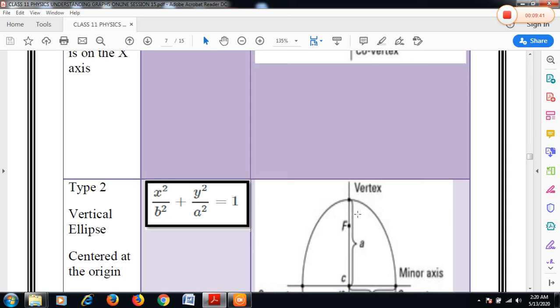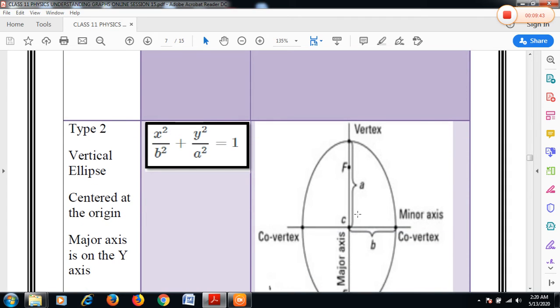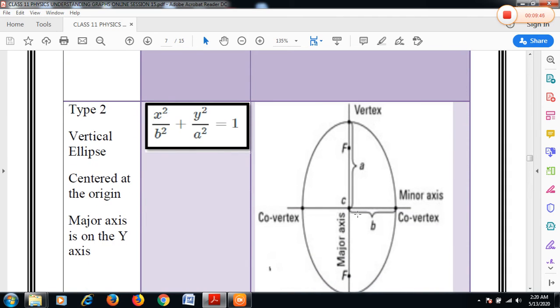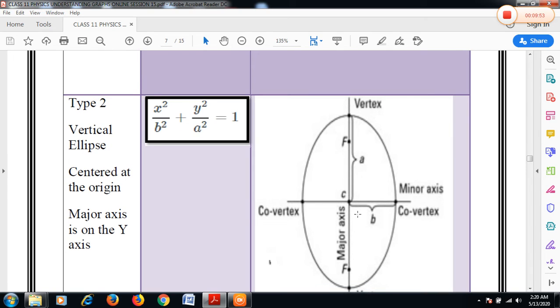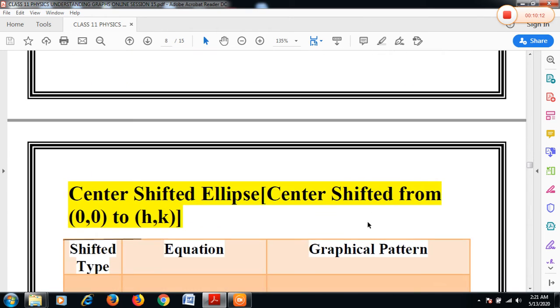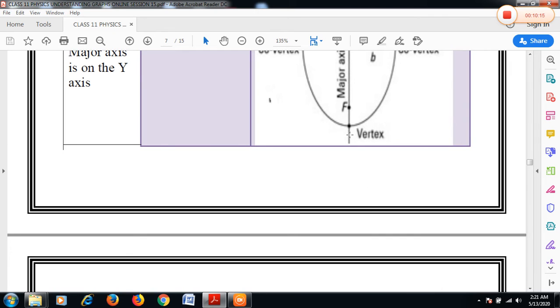Let us move forward to the type 2 vertical ellipse, which is centered at the origin, and this is the standard type. In the case of the standard type, the center lies at the origin. Here the major axis is on the y-axis, which is why it is known as a vertical ellipse. The equation of this kind of ellipse is x²/b² + y²/a² = 1. Here the minor axis is like this, and here is the major axis, the vertical axis. And this is the vertex. This is the vertex.